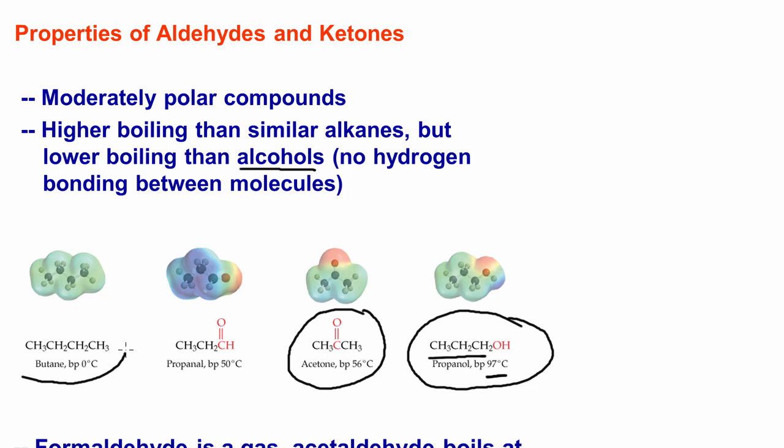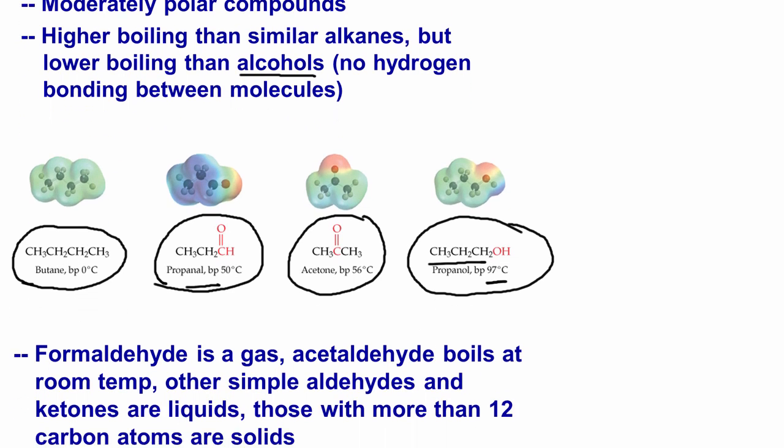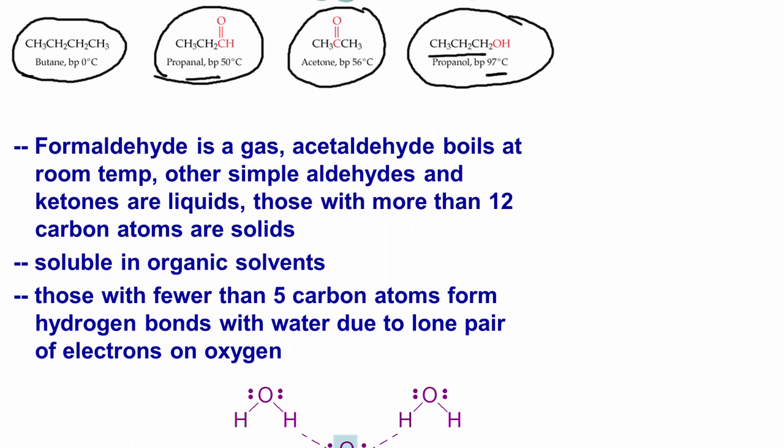Same here. Here we have butane, and we compare that to propanol, let's say, and butane has a much lower boiling point than propanol. That's because butane only experiences dispersion forces, whereas propanol experiences both dispersion and dipole-dipole interactions. So remember, it's those intermolecular attractions, or forces, if you will, that determine relative boiling points and melting points.